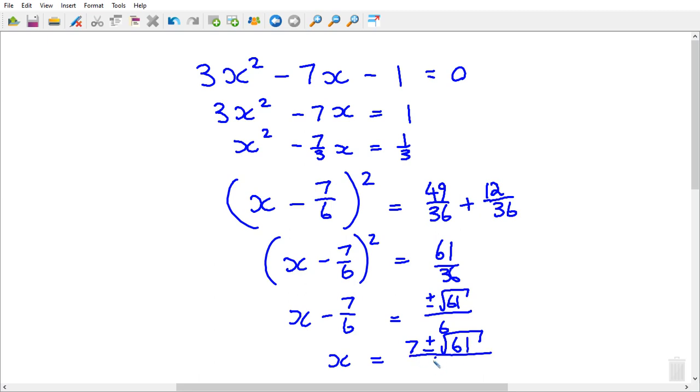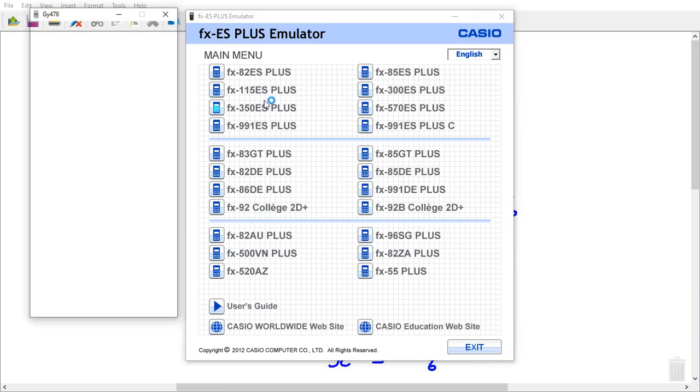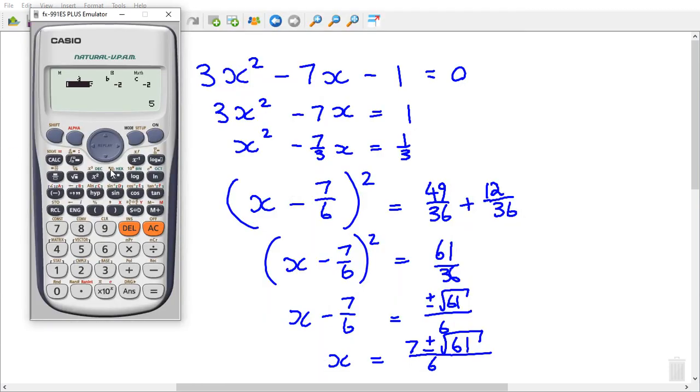And you'll see, if we were to solve this equation on a calculator, let's just quickly see if I can find one, you'll see that we get exactly that answer in exactly that format. Okay, so let's go mode 5, option 3, 3, minus 7, minus 1, and one of my solutions is 7 plus root 61 over 6, and the other one is the conjugate, 7 minus root 61 over 6.